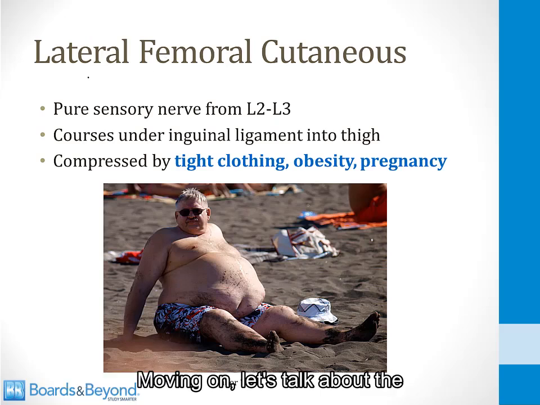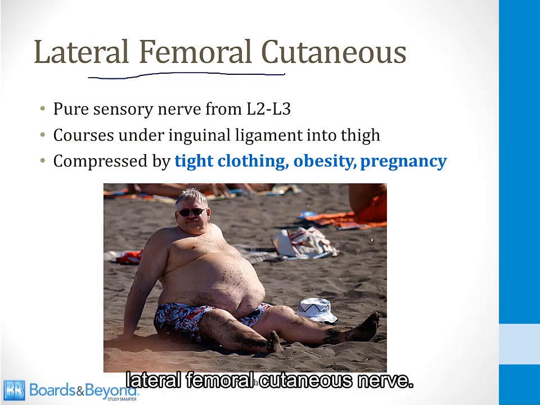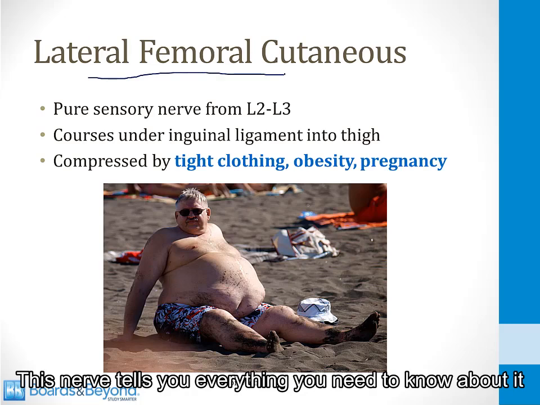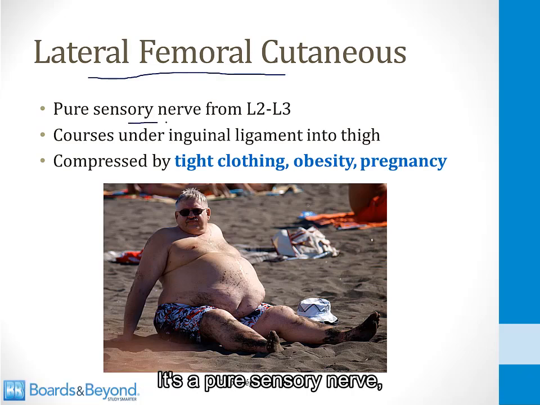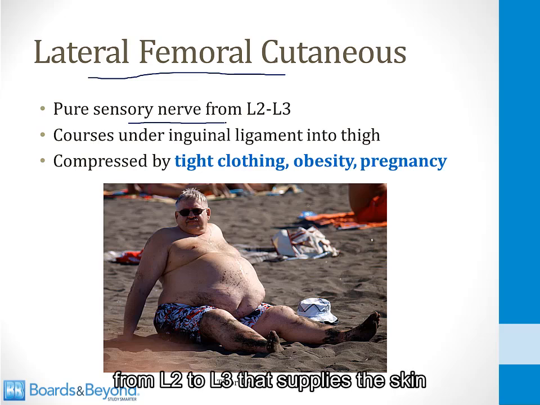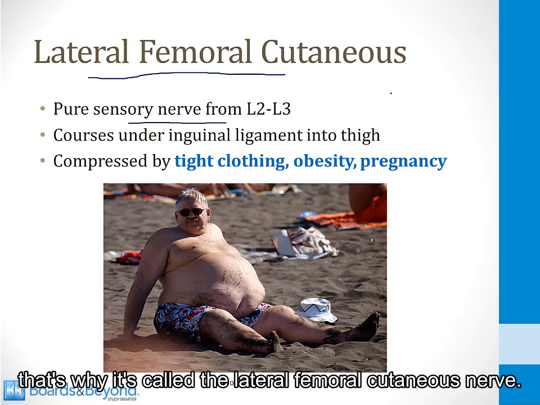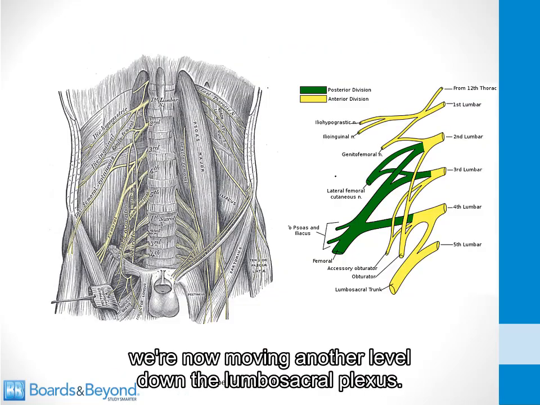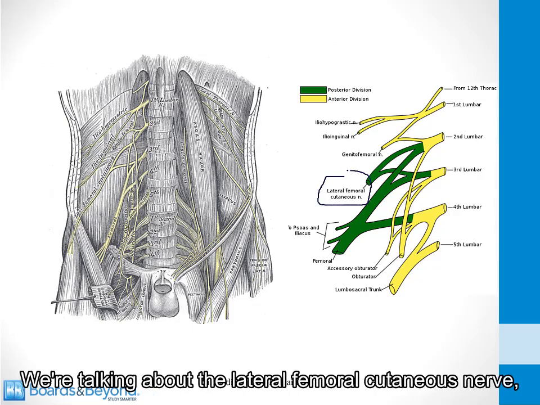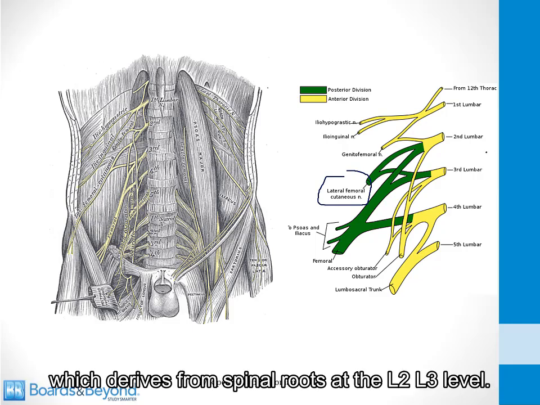Moving on, let's talk about the lateral femoral cutaneous nerve. This nerve tells you everything you need to know about it in its name. It's a pure sensory nerve from L2 to L3 that supplies the skin on the lateral side of the upper leg, in other words, the outside of the femur. That's why it's called the lateral femoral cutaneous nerve. And if we go back to this drawing, we're now moving another level down the lumbosacral plexus. We're talking about the lateral femoral cutaneous nerve, which derives from spinal roots at the L2, L3 level.